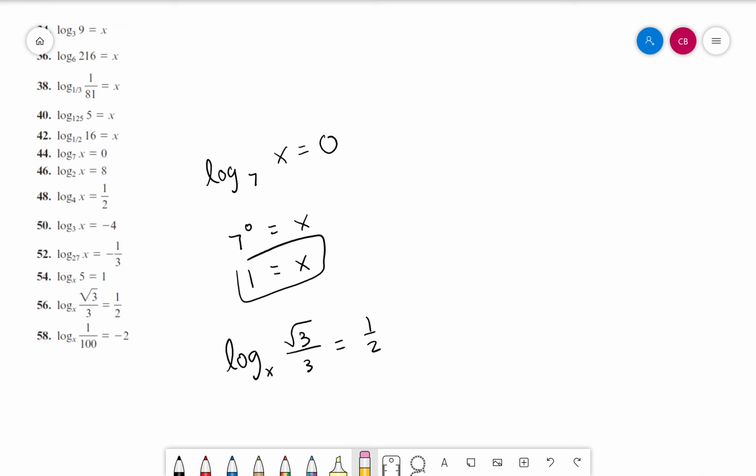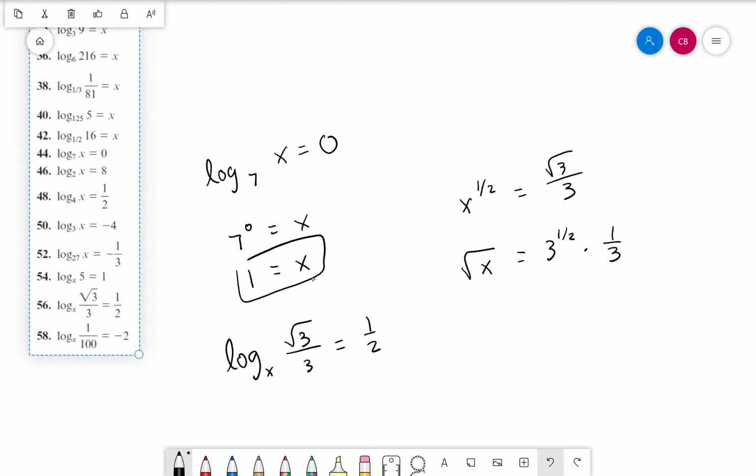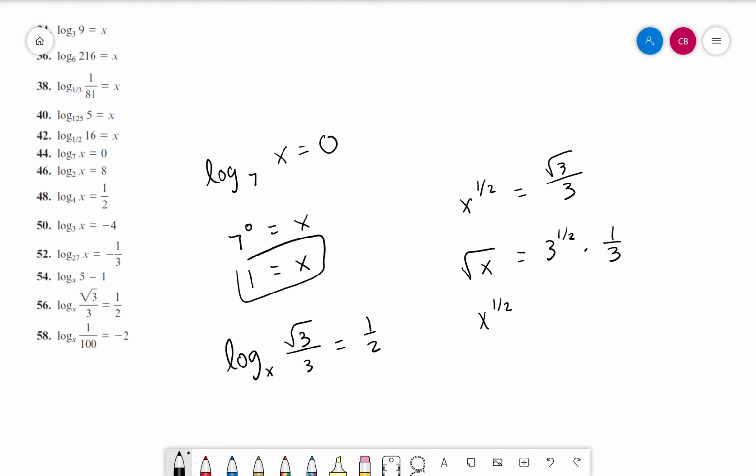We have the following. We have x to the 1/2 is equal to the square root of 3 over 3. Okay, so the square root of 3 is 3 to the 1/2, and then since it's 3 down here, this is times 1/3. Let's not write this as the square root of x. Let's just leave this as x to the 1/2.